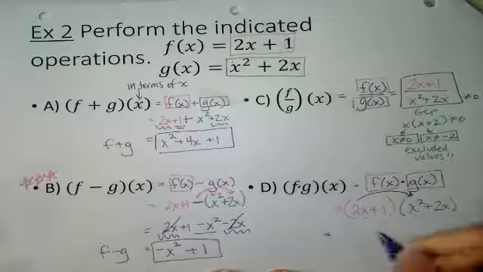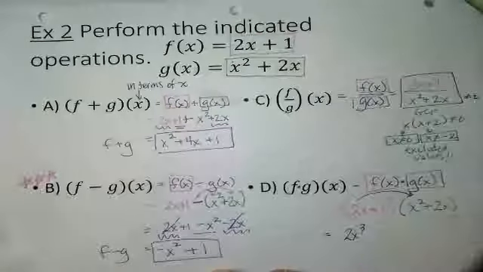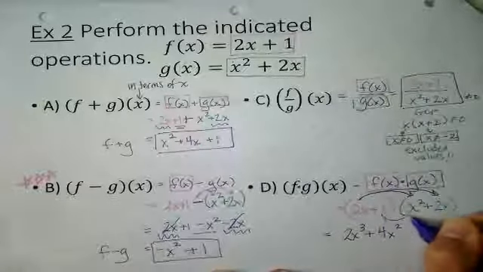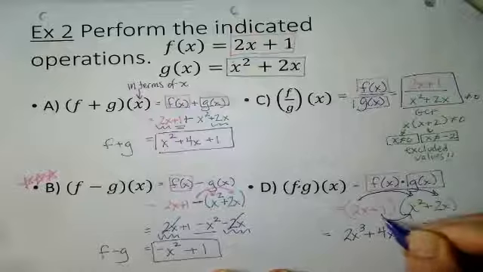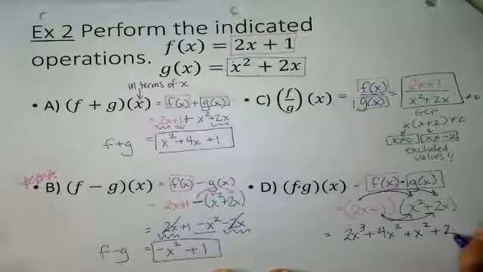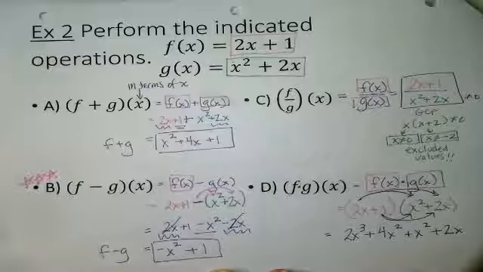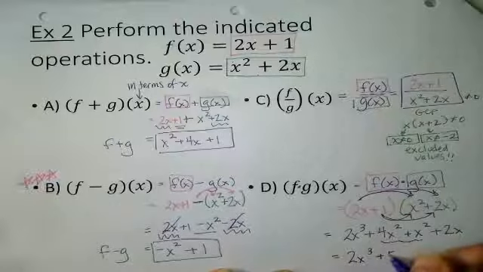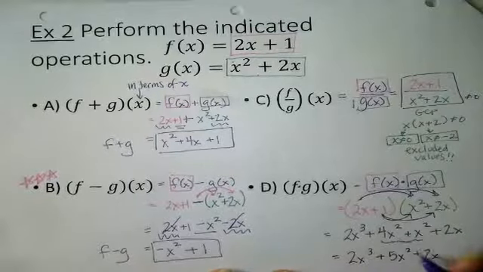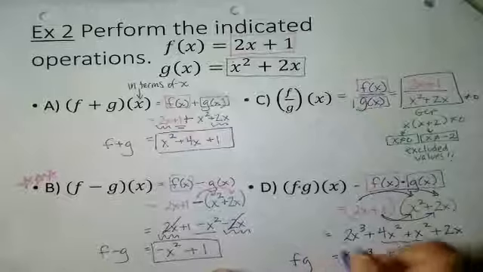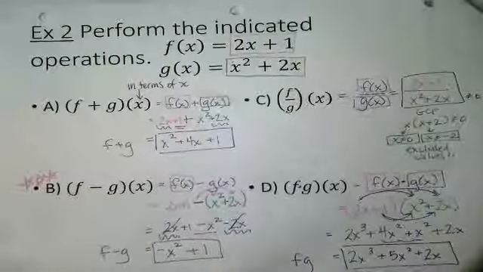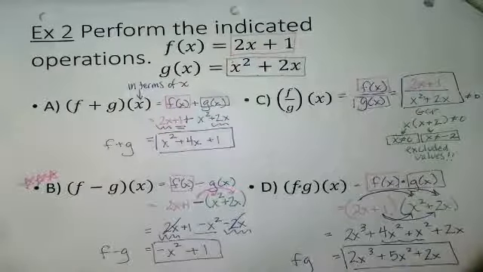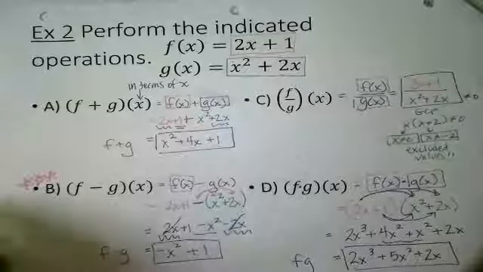So we're going to distribute 2x times x squared is 2x cubed. 2x times 2x is 4x squared. 1 times x squared is x squared. And 1 times 2x is 2x. And so the only thing we can do is combine those middle terms. 2x cubed plus 5x squared plus 2x is fg in terms of x. And that's all we can do there. You don't need to worry about factoring that. Greatest common factor is not necessary. Just denominators. Pay attention to denominators.